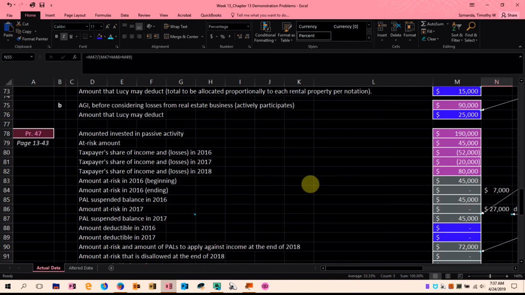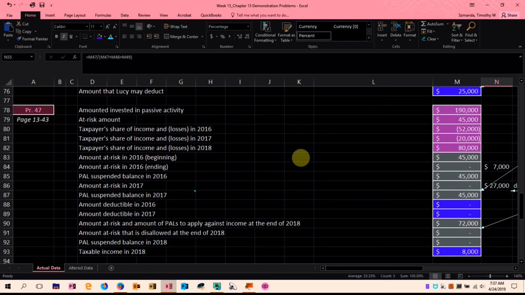Okay, let's go down then to number 47. Jackson invested $190,000 in passive activity. His at-risk amount is given at $45,000. His share of income and losses in the activity is a $52,000 loss in 2016, $20,000 in 2017, and an $80,000 gain in 2018. So we have losses in 2016 and 2017 of $52,000 and $20,000 respectively, and then an $80,000 gain. And so I just reproduce those values given in the problem.